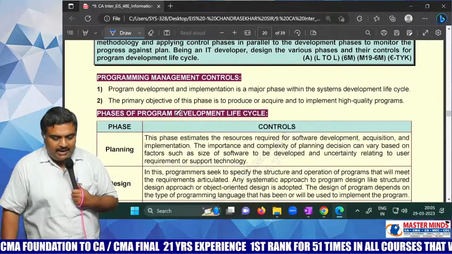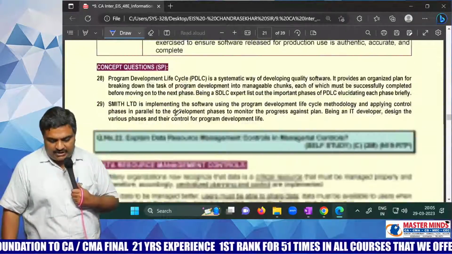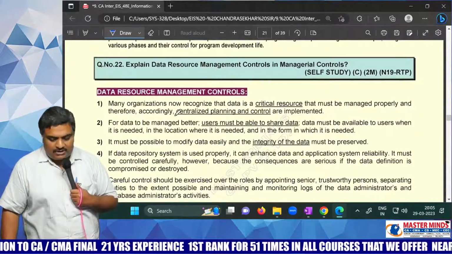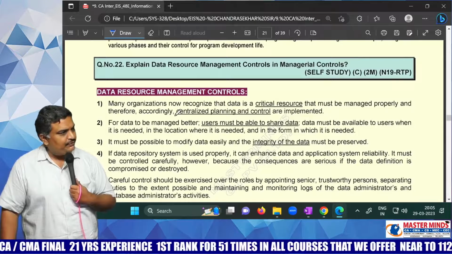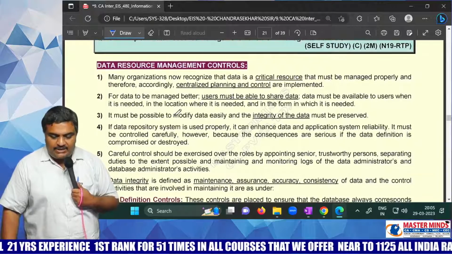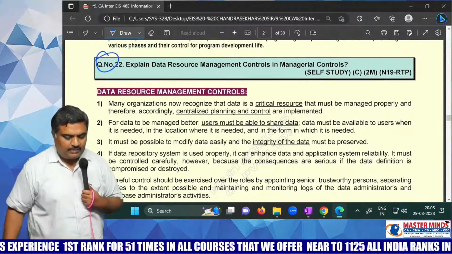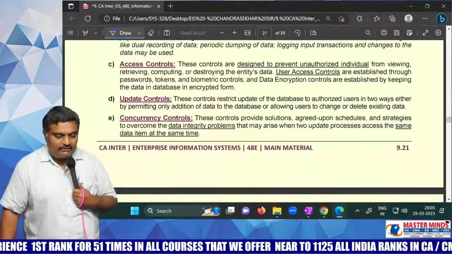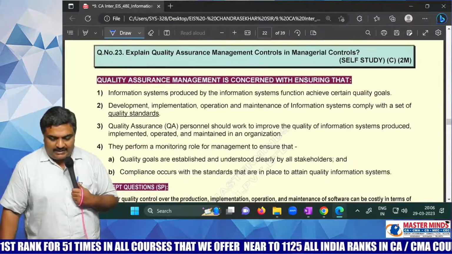Now, programming management controls, you simply skip that question because you cannot understand. Because already you have a choice even if it is asked in the exam. Okay. And this you can read by yourself, data resource, because you already know the importance of data. Next.